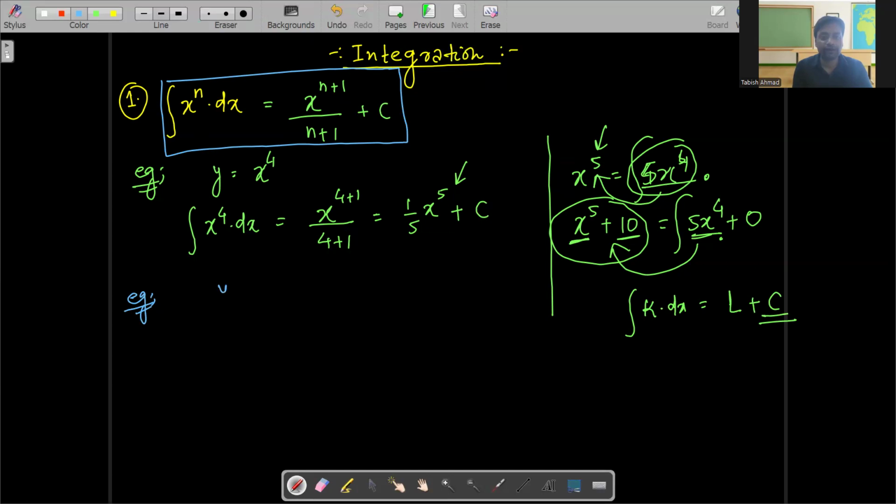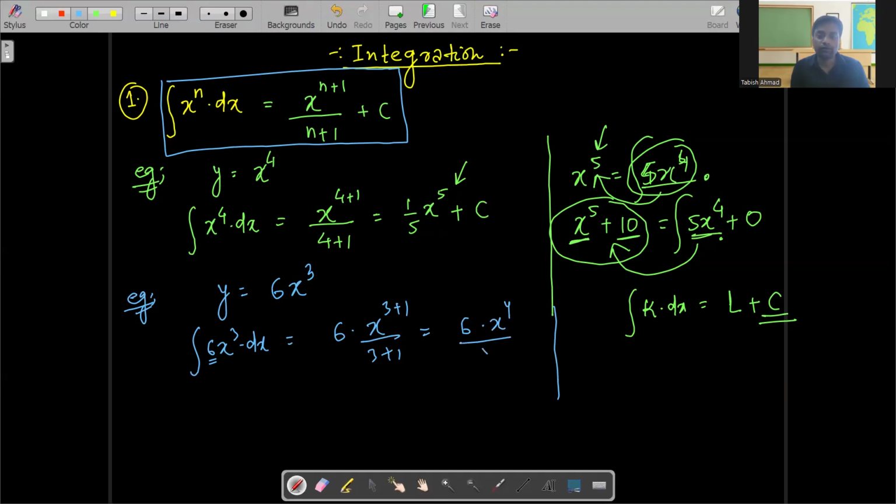Another example: y is equal to 6x to the power of 3. Simple. This becomes integration of 6x cube dx. 6 is a constant that is getting multiplied, so it will come out. So that is 6 times x to the power 3 plus 1 over 3 plus 1, which is 6x to the power 4 over 4. So you get 3 over 2 x to the power 4. This is the integration.